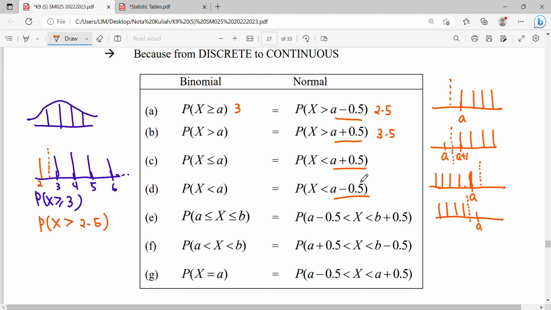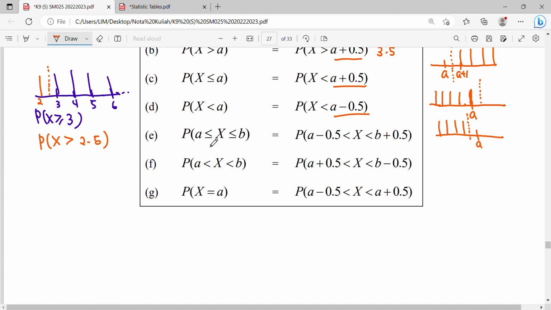How about in between? How about in between A and B? You can see A and B included or not? Included means A ada, tengah-tengah ni semua ada sampai B. B pun included. So your boundary before A, after B. So before A minus 0.5, after B plus 0.5. Okay.